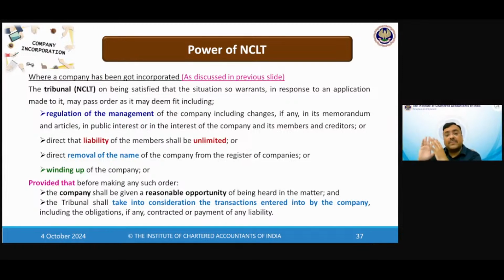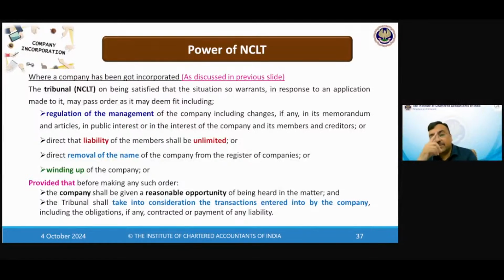इंक्लूडिंग मेकिंग द लायबिलिटी ऑफ मेंबर्स अनलिमिटेड. अभी स्टार्ट हुई है कंपनी, just started, not much work has been done, not many transactions have been done in the company, then the NCLT may order for the removal of the company. But if the company has worked for a long time, and a number of transactions have been done, then it may pass the order of winding up. Winding up and dissolution, all the assets will be disposed of.